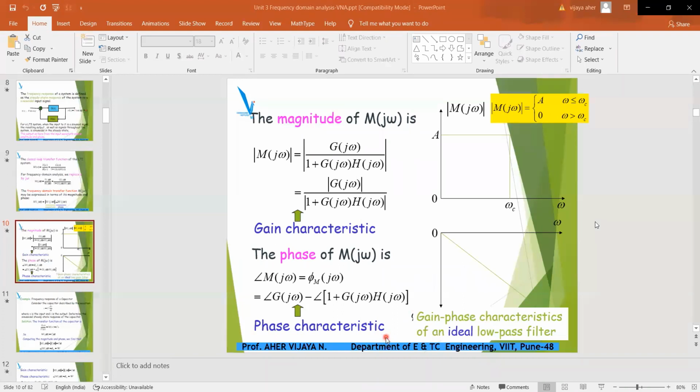So your transfer function is having two characteristics, gain characteristics and phase characteristics. Okay, and these are the equations for the magnitude of M(jω). So take the mod of this, you will get the magnitude of M(jω). Okay, now for the phase of M(jω), you have to remember this equation. Okay, angle of G(jω) minus angle of this denominator term. So this equation is nothing but your phase characteristics, whereas this is nothing but your gain characteristics. Now, is this clear? Understood? Yes, ma'am.